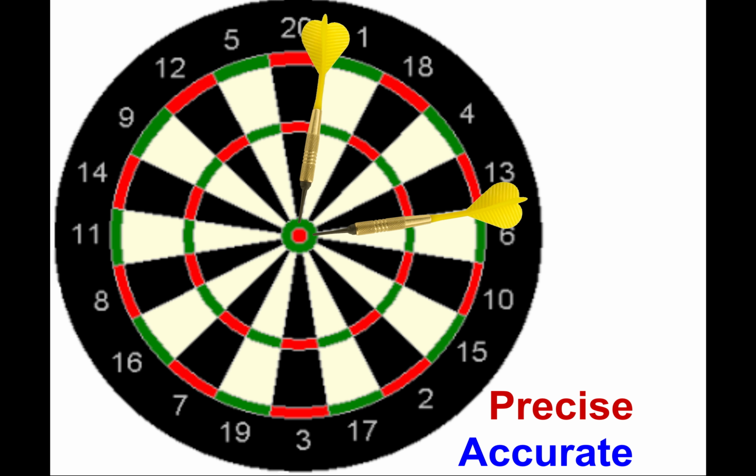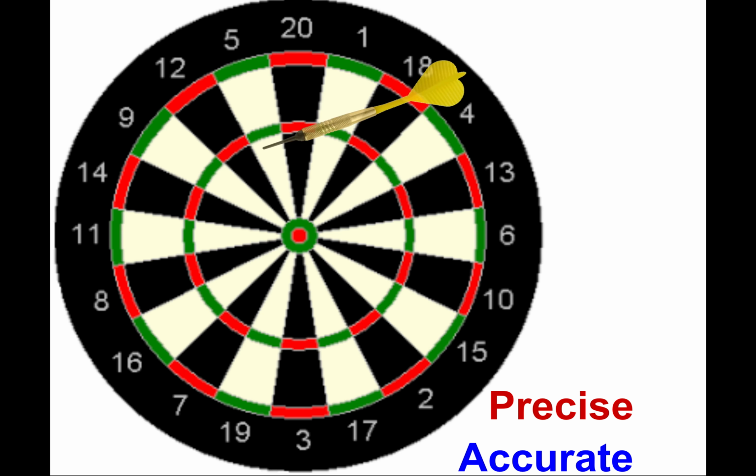Let's try it again. 3 more darts. Close, close, and close. Okay, I wouldn't say I'm precise because I did not hit the same spot every time, but I was accurate because I got the same number every single time and it was close to that bullseye. So if I got the mean, I'd get the same answer.